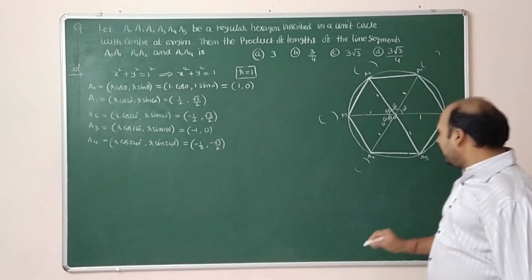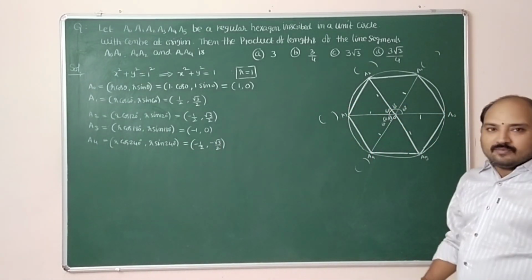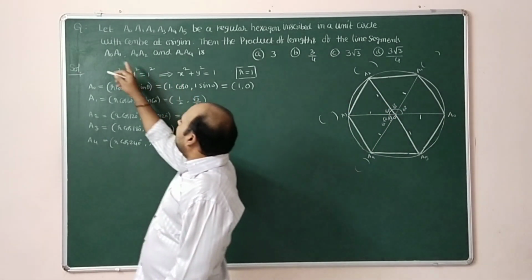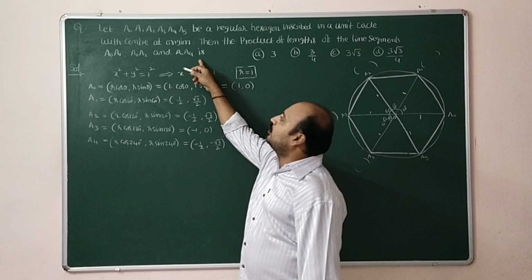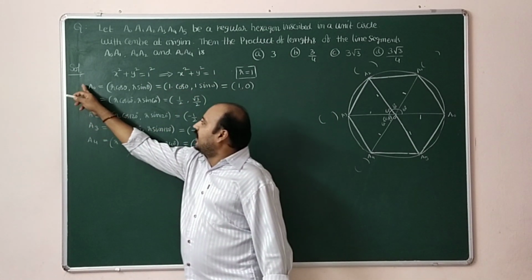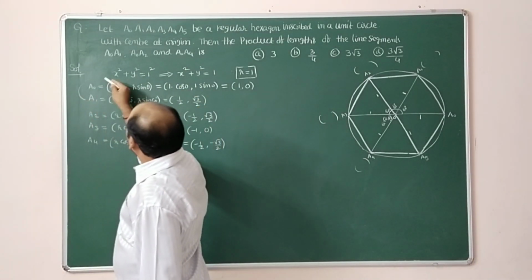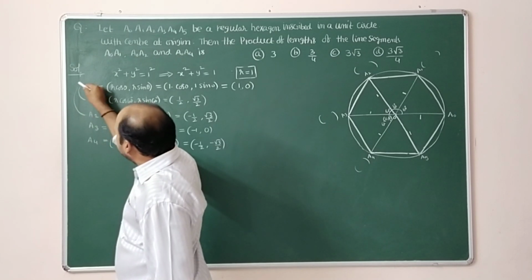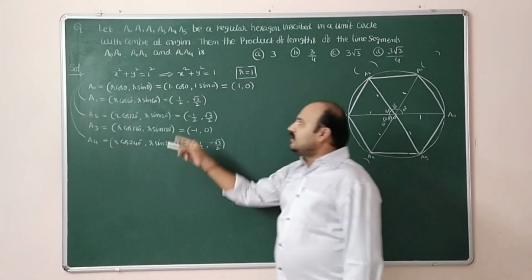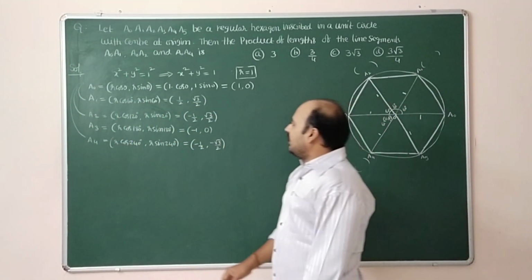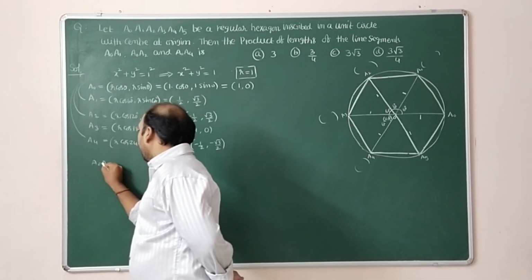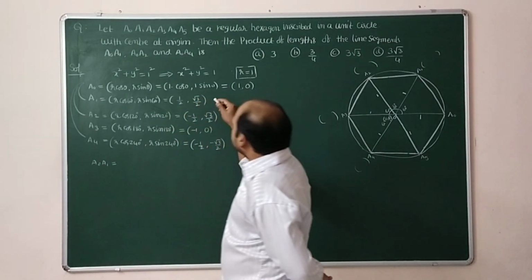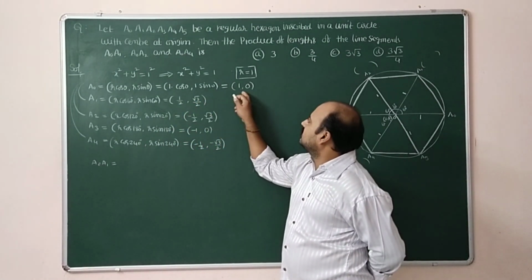So till here we can stop. No need to calculate A5 and the remaining. Why? Because they are asking to calculate the product of the lengths A0A1, A0A2, A0A4. So the distance between A0 and A1, the distance between A0 and A2, the distance between A0 and A4. These distances they are asking. So one by one we will calculate. First A0 A1, the distance between these 2 points.